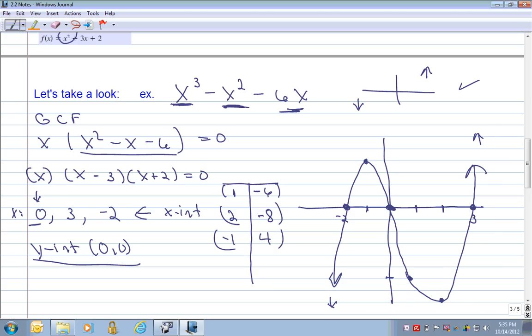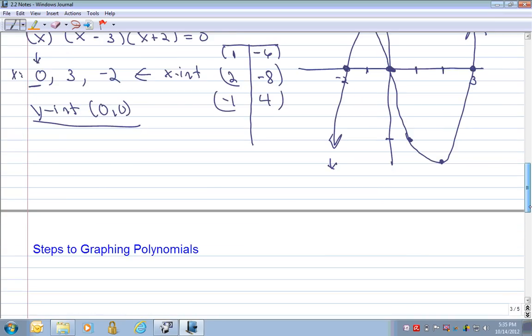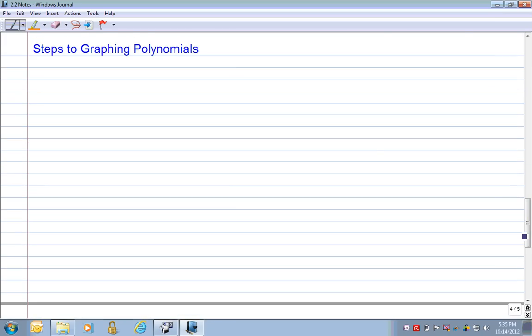Something like that. All right, let's take a look now at the steps necessary once we've done one of these, and then we'll do one more example, and then we'll be done. And this should help you with your classwork tomorrow. Okay, steps to graphing polynomials. These are our basic steps. We're going to learn a little bit more as time goes on, and things will get a little bit more complicated, but for right now, these are our 5 basic steps.